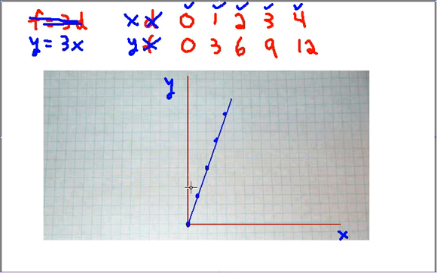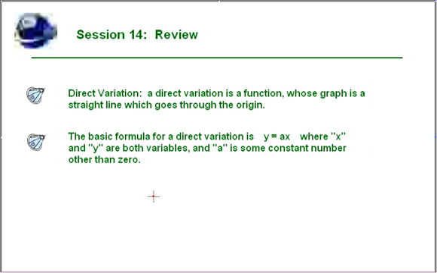You should notice a couple of things about this function. First of all, the function is a straight line. Second of all, the function intersects the origin. And when we go over to our final review page, we can see that that's stated for us. First of all, direct variation: a direct variation is a function whose graph is a straight line which goes through the origin. And lastly, the basic formula for a direct variation is y equals ax, which means a times x, where x and y are both variables, and a is some constant number other than 0.